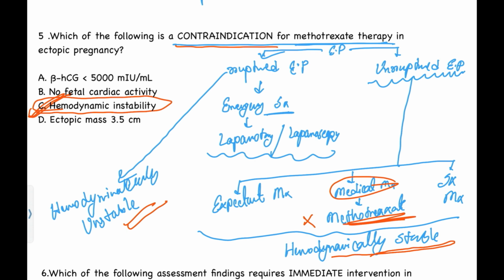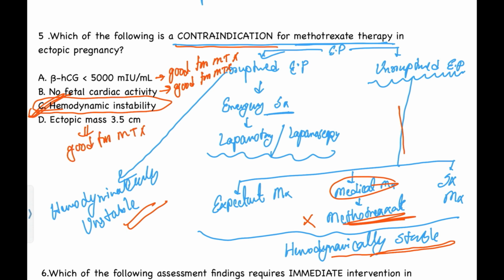Now, if the beta HCG value is less than 5000, this is obviously good for methotrexate, right? If there is no fetal activity, you just use methotrexate. That is also good for methotrexate therapy. Now, if the ectopic mass is less than 3.5 centimeter, that is also good for methotrexate.